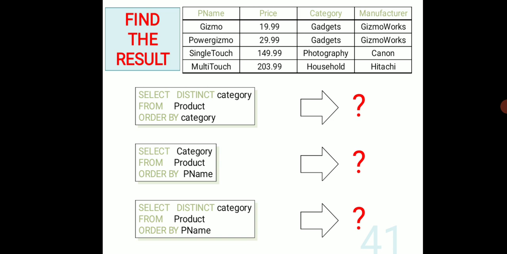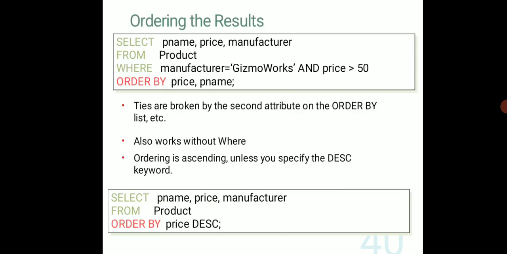You can find the answer for this slide. So here distinct we are using. So automatically based on the distinct the output will be displayed. Here we have ordered by product name. Based on that you have to find the output. Here we are using the distinct keyword plus product name ordered by. So based on that you have to find the result, right?